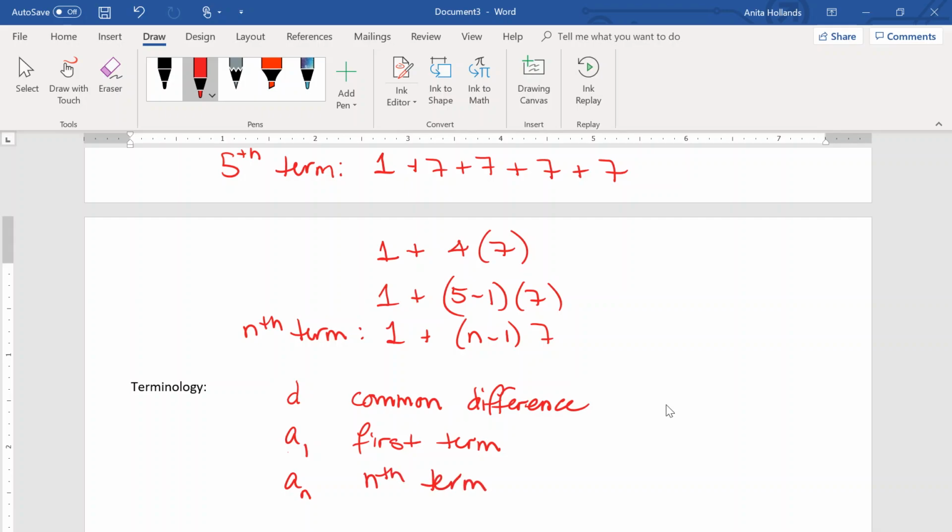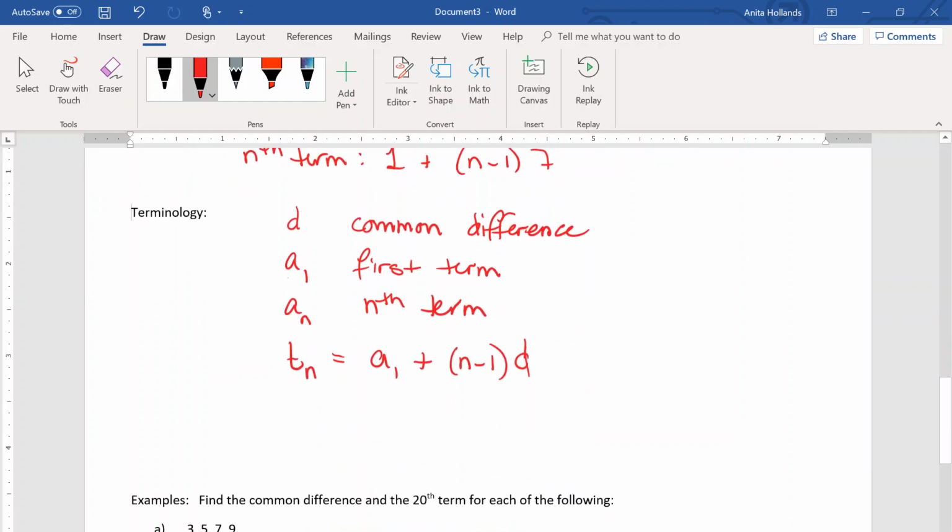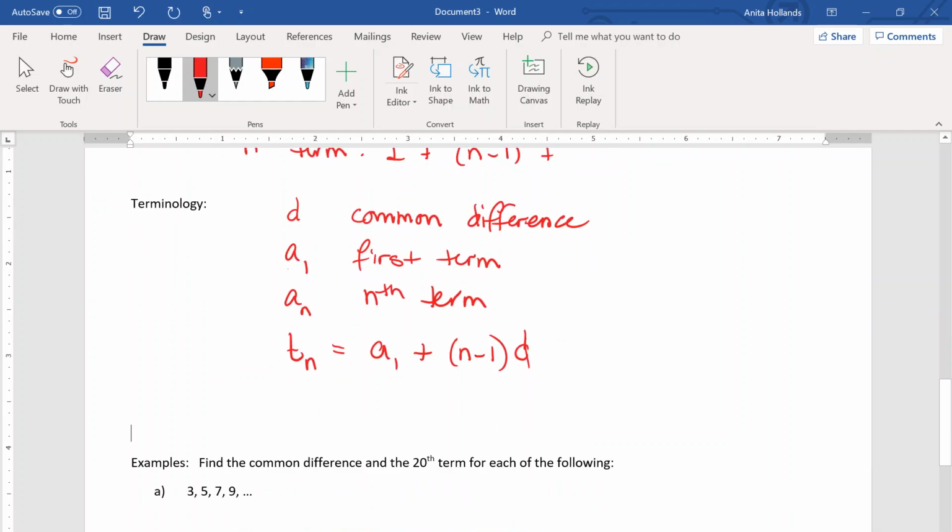Now, looking back up here, we said this was the nth term, and there is a formula for that, and we call that t sub n. And t sub n is equal to our first term plus n minus 1 times our common difference. Okay, and that's the formula for finding the nth term. So let's take a look at some examples where we would use that.